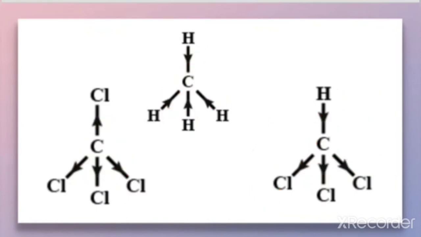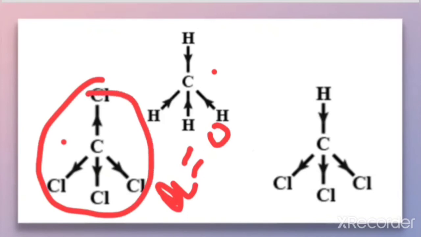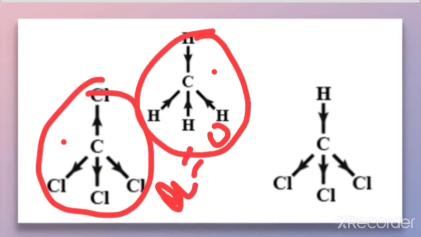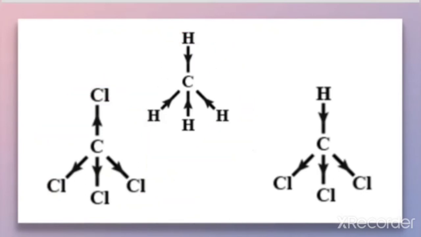But in the case of CH4 and CCl4, the net dipole moment, that is mu, is equal to 0 here, since the resultant of the bond dipoles gets cancelled by the others because of the same magnitude of bond dipoles in opposite directions. So there will be no net dipole moment for the case of CCl4 and CH4.